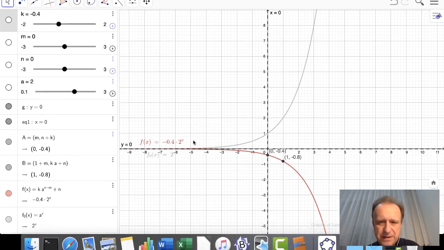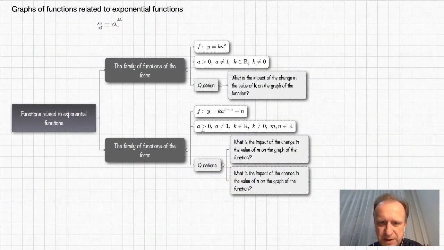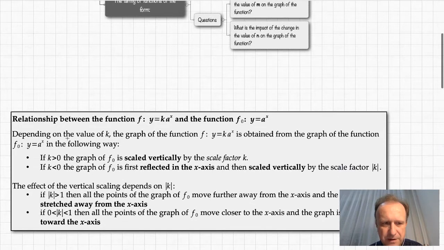Okay, so let me get back to my presentation and let me answer this question with some theorem or something. So the question was, what is the impact of the change in the value of k on the graph of the function? So the original function was a to the power of x, and the new one is k times a to the power of x. So I have a theorem called relationship between the function f, y equals k times a to the power of x, and the function f sub 0, y equals a to the power of x.